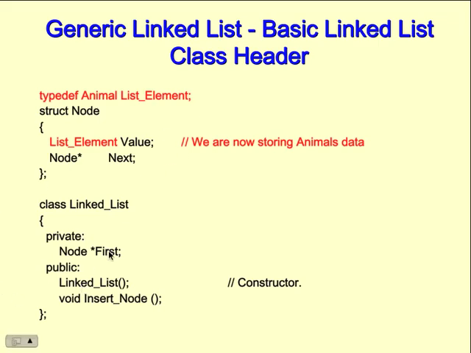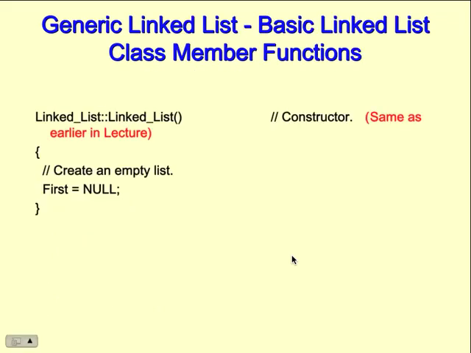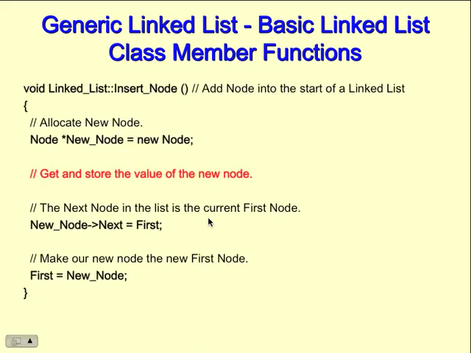And it's going to do the same thing. It's essentially a node, just working with it as a node. But the data that it's storing is an animal instead of a float. And here we have the same as the earlier lecture, same as what we've done here. First is equal to null. And this is the same. We get to store the values for the new node.